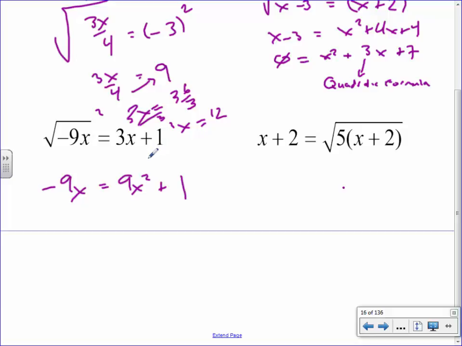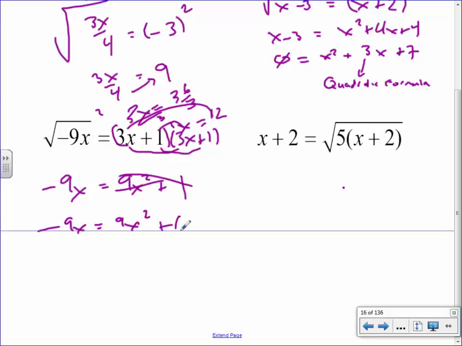The 6x, which is really like, you have to remember that 3x plus 1 squared means you're writing it next to itself a second time. So you do go 3x times 3x and 1 times 1, but don't forget about those middle terms. That's the most likely mistake kids seem to make. So don't do this. Do minus 9x equals 9x squared plus 6x plus 1. Make it equal to 0. You'll get 9x squared plus 15x plus 1.